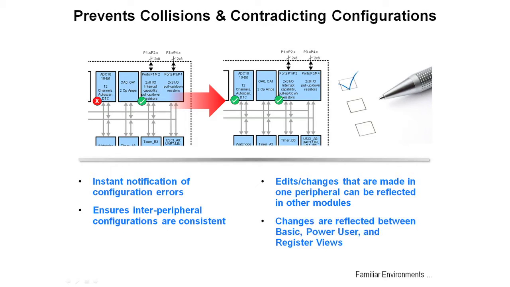Another feature of Grace is to prevent collisions and contradicting configurations. You will get instant notification of configuration errors when you're trying to do something wrong, and it ensures interperipheral communication configurations are consistent if you're trying to talk from one thing to the other. Edits and changes that are made in one peripheral can be reflected in other modules, and if you make changes in the basic view, that will be reflected in the power user and register, and vice versa. You can see up at the top here in the diagram, it's telling you, nope, you can't do that based on what you've done before. That way, we prevent you from getting to a point where you run the code and don't know what's going on.